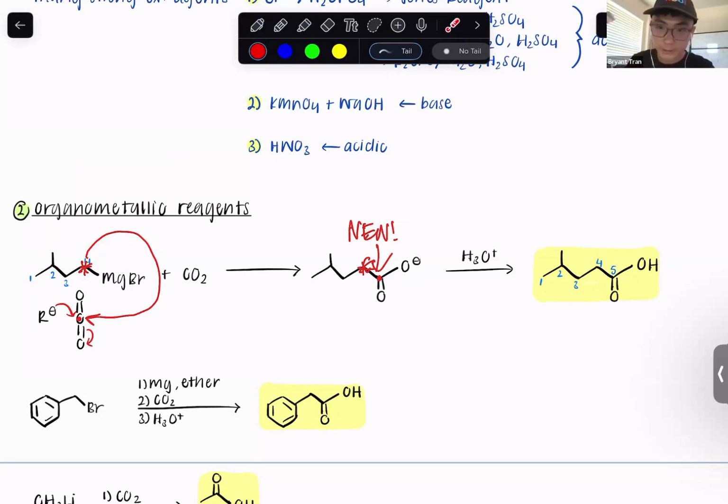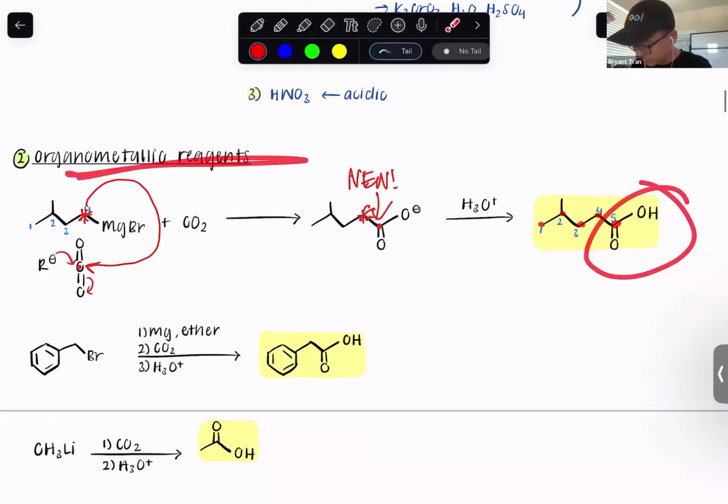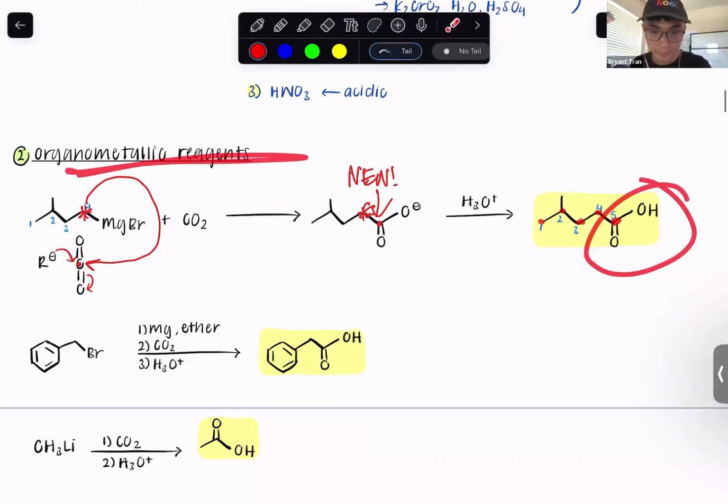And notice how here in this specific reaction, with the organometallic reagent, we increased the molecule's carbon count by 1, right? Because before, we see that there are 1, 2, 3, 4 carbons. But we increased it by 1 carbon, which is going to give it 1, 2, 3, 4, 5 carbons like that, right? And that's through the organometallic reagent. Okay, so that's good for synthesis right there.